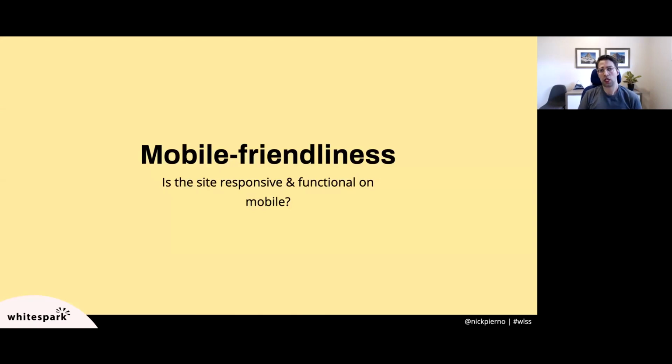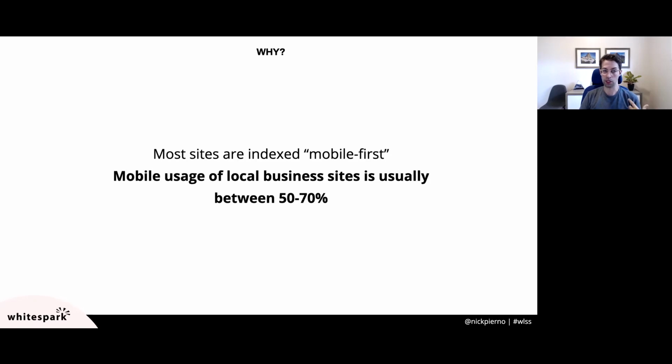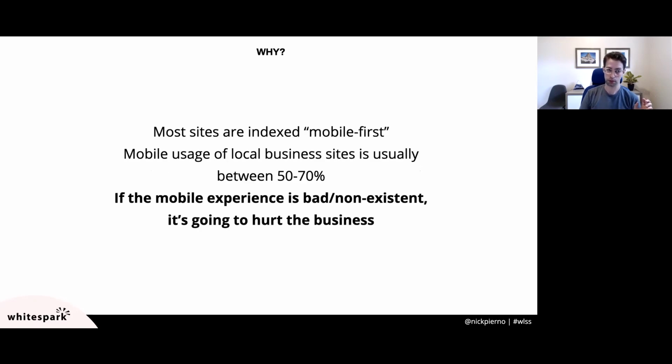It's also worth a quick check to see how the site behaves on mobile devices. Why? Because most sites today are indexed by Google mobile first, which means your site is evaluated primarily on what the search engine sees in a mobile viewport. Mobile usage is also massive. Any given local business site is probably getting 50 to 70% of its traffic from mobile users. And ultimately, if the mobile experience of a site is really bad, or it's just like a desktop site you have to struggle to use, then that can really hurt a website's performance.